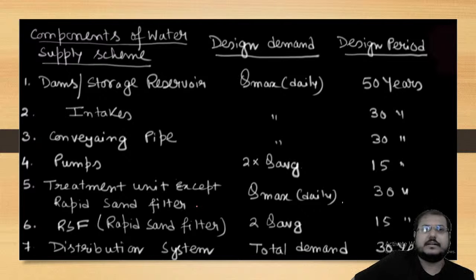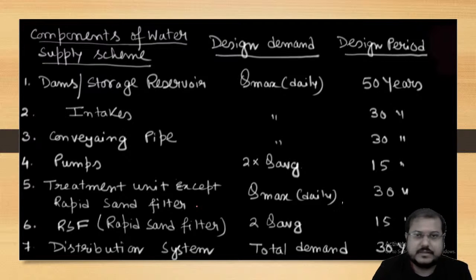Firstly, dams or storage reservoirs are designed for Qmax daily, and the design period is estimated as 50 years. Then intakes are also designed for Qmax daily, with a design period of 30 years. Conveying pipes are also designed for Qmax daily, and the design period is 30 years.